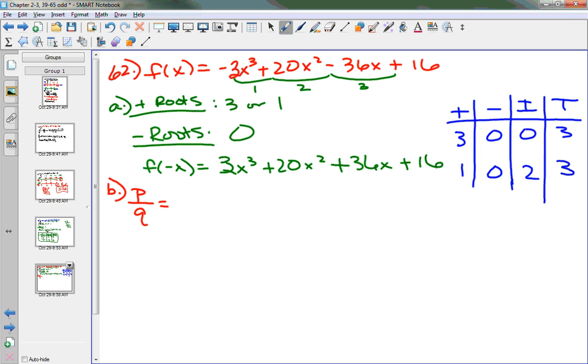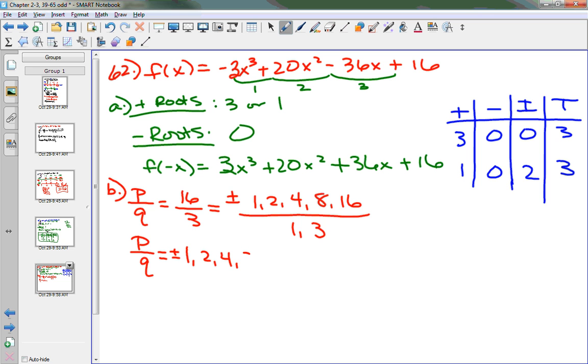So P is going to be 16, Q is going to be positive 3. It doesn't matter because we're going to put the plus or minus there anyway, correct? So all the factors of 16 are going to be 1, 2, 4, 8, and 16. All the factors of 3 are going to be 1 and 3. So what is my P over Q values completely?